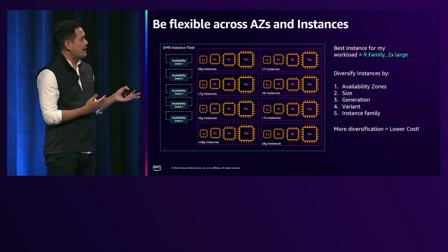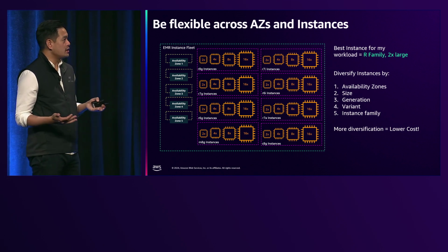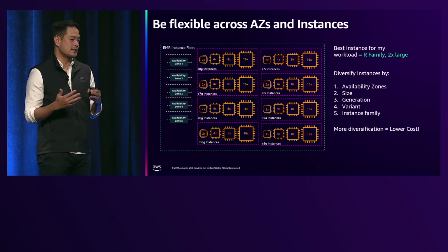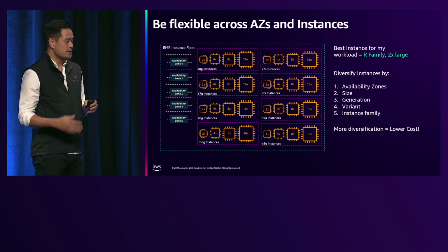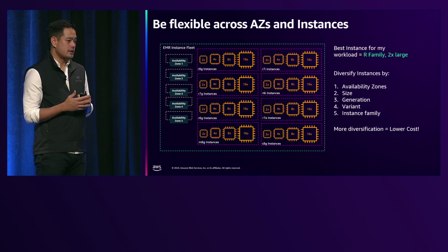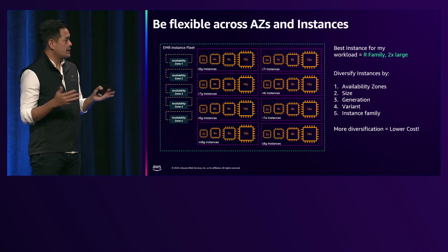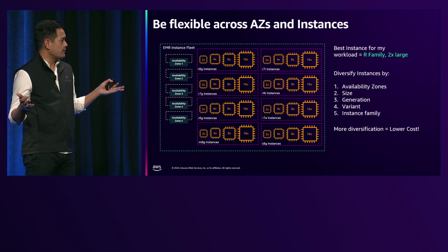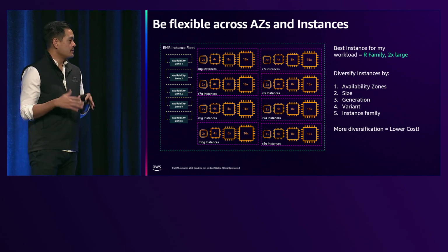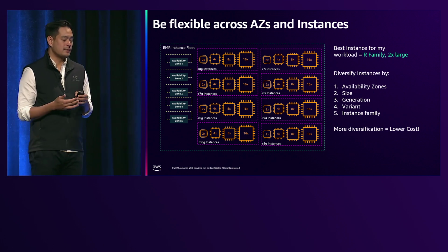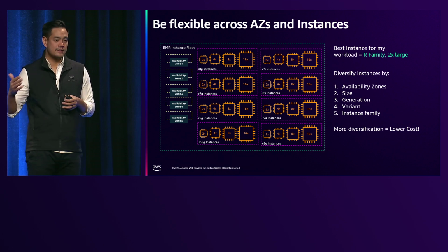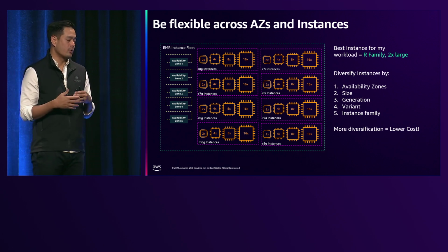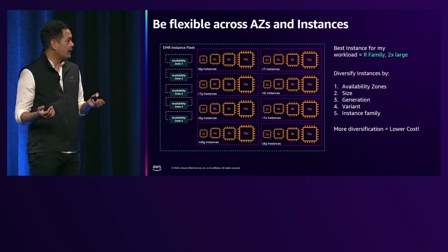So as an example, say for your application, you've determined that R family 2xlarge is the best instance type and size for your workload. The first thing you want to do is diversify across different availability zones. So take your, say, R8 2xlarge and run it across all your different AZs. After you've done that, you want to diversify across different sizes. So 4x, 8x, 16x, even though they're larger in size, they're not going to cost more. Your workload will just be able to run more in parallel.